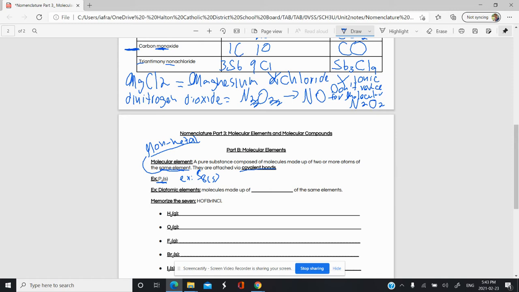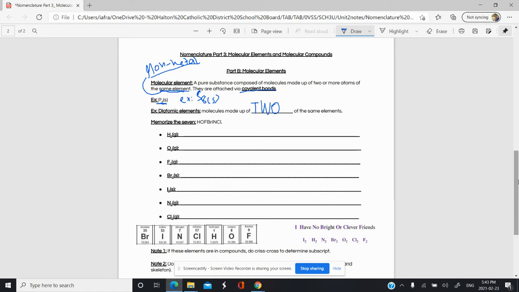A specific type of molecular element that you need to really focus on this year are the diatomic elements, which are molecules made up of two of these same elements, and they are non-metals as well. You need to memorize these ones here. These are called the Hofbrinkel elements. They're the diatomic molecules that we memorize in grade 10 and grade 11, and we just use those going forward.